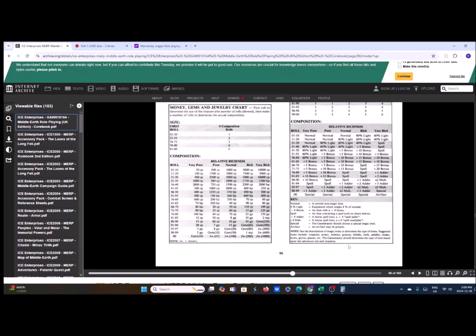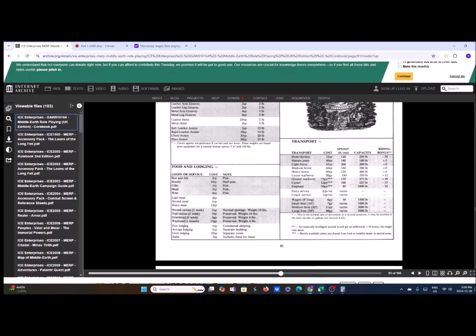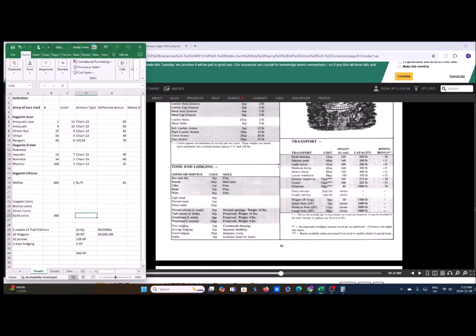And I did the same thing with Grithlin. Went with a food and lodging table, as well as transport to see how much I'm going to need. I picked 3 weeks of trail rations for 715 men, which is about 21 gold pieces total, and it's 30,000 pounds. Now I figure they can carry the first week on their backs, which is only 14 pounds, but the rest needs to be definitely carried somehow. So I picked up 16 wagons, which is 24. They can carry 24,000 pounds, 1,500 each, which is an 8-foot wagon.